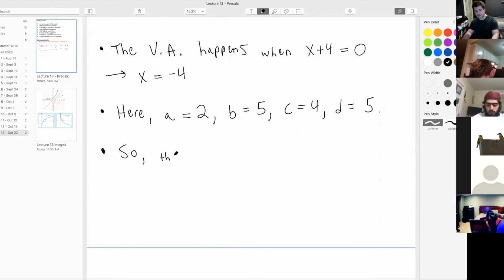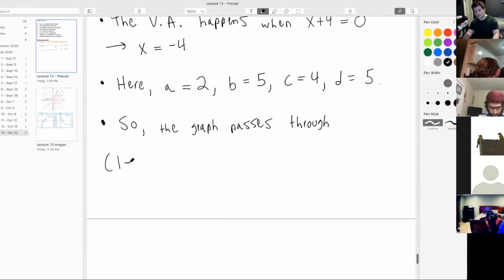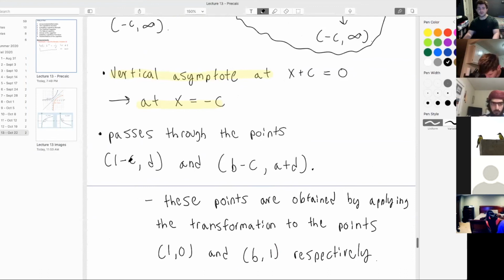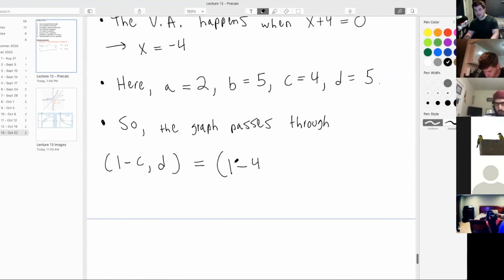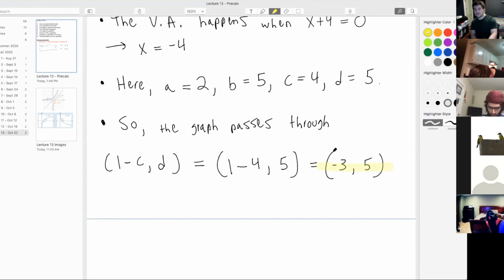So the graph passes through. The first one, remember, it was 1 minus C, comma D. So that was up here when I listed the properties. It passes through the point 1 minus C, comma D. All right, so it's going to be 1 minus, C is 4, so 1 minus 4, comma D. D is 5. I just plugged in 1 minus C and D. And this simplifies, so the x coordinate is just negative 3. This is negative 3, comma 5. Good, so we just figured out 1 point on our graph. How cool is that? So negative 3, comma 5.